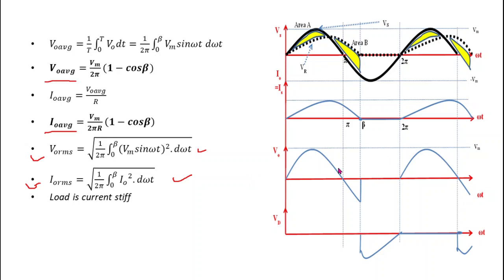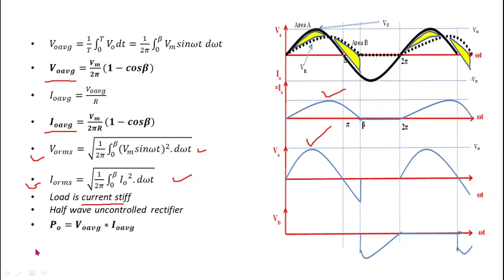Now next is, here in this circuit, load is current source. Why is load current source? Because my output voltage and current waveforms are not similar. Here we can clearly see that this is output current waveform and this is output voltage waveform, and both of them are not similar. That's why this is current source load.